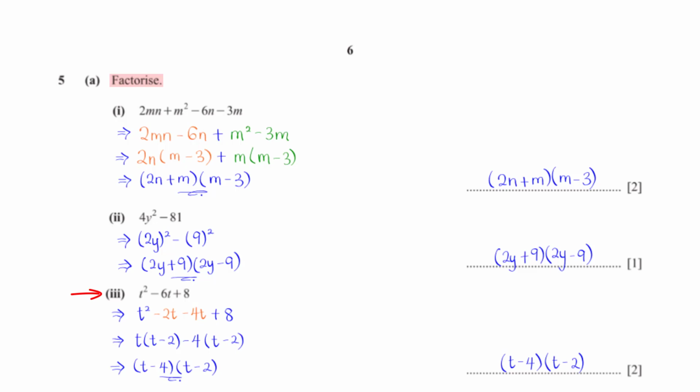Factorize t squared minus 6t plus 8. First, we rewrite minus 6t as minus 2t minus 4t. For the first two terms, when we factor out t, we are left with t minus 2. And for the final two terms, when we factor out -4, we are left with t minus 2. This can be rewritten as t minus 4 times t minus 2.